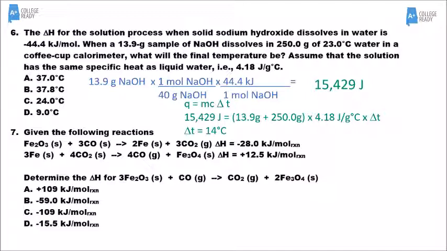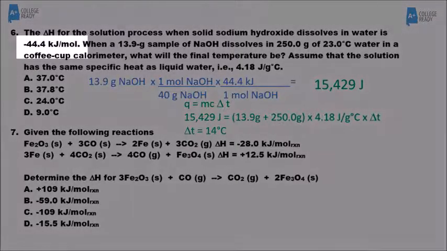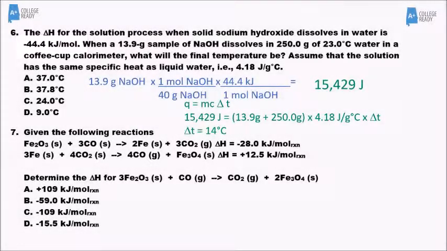So if you look in the question, notice that the delta H is negative 44.4. That means it's exothermic. And since it's exothermic, that means it had to get 14 degrees warmer. And if it got 14 degrees warmer and started out at 23, then the final temperature has to be 37. Notice both answer choices are given for if you add or subtract 14 degrees.